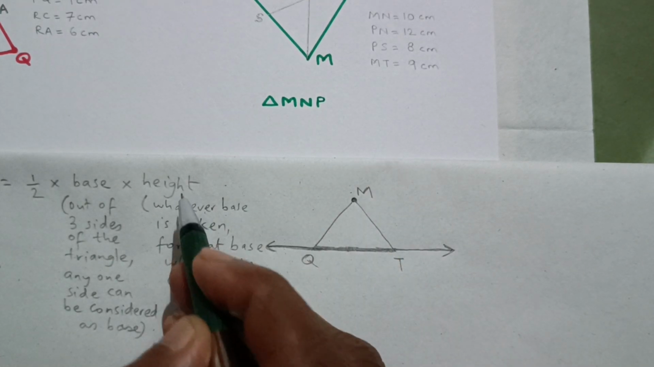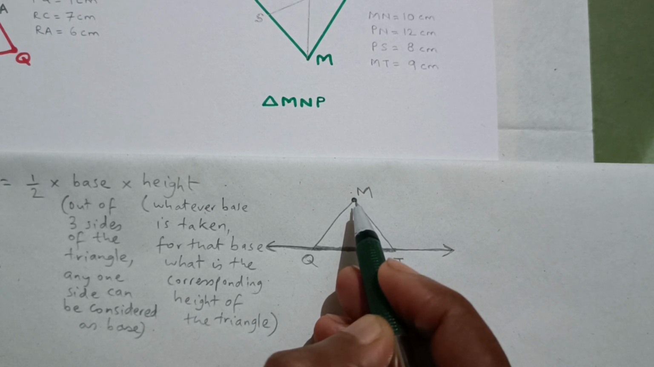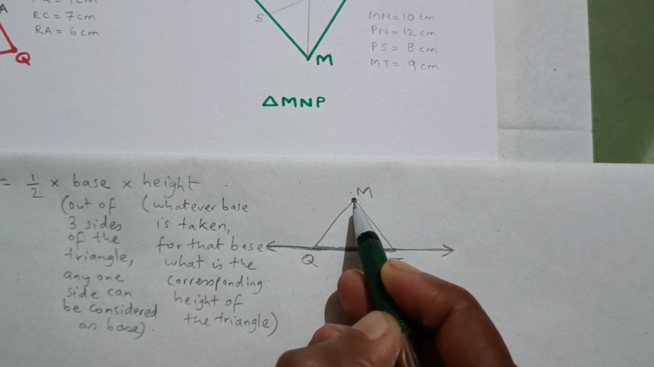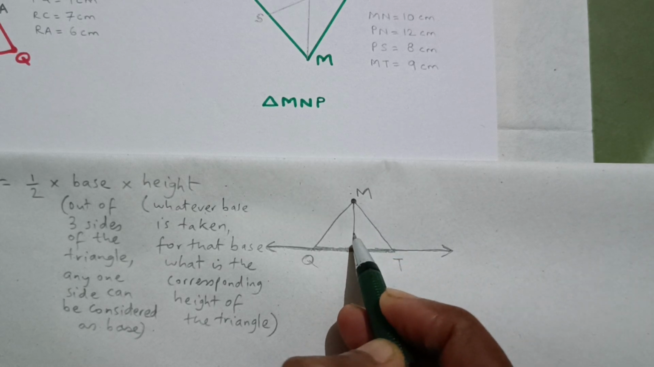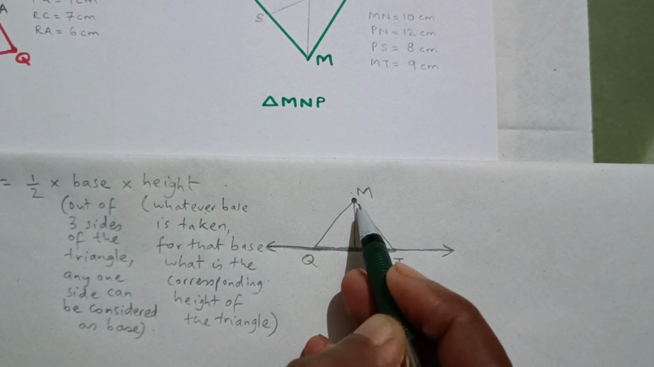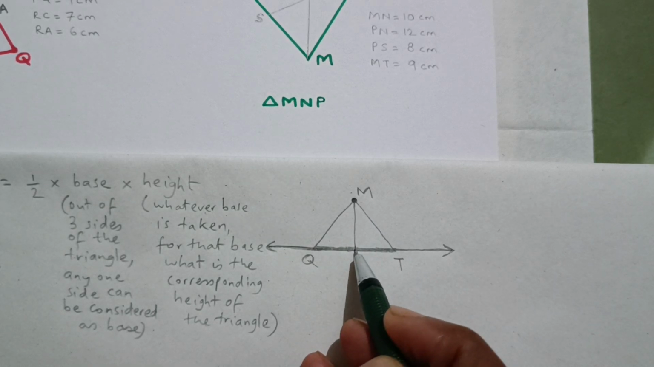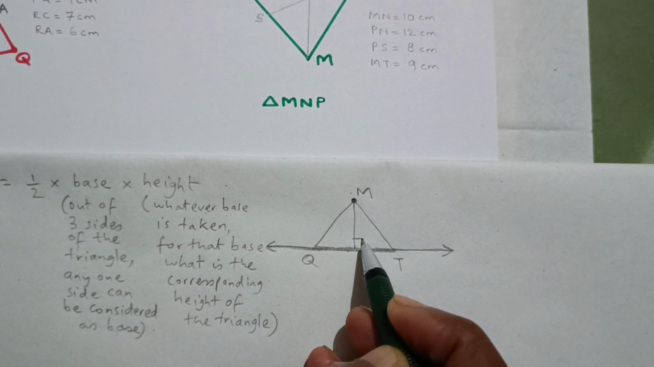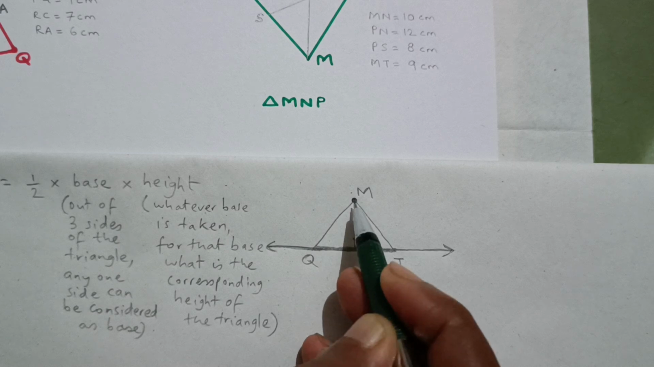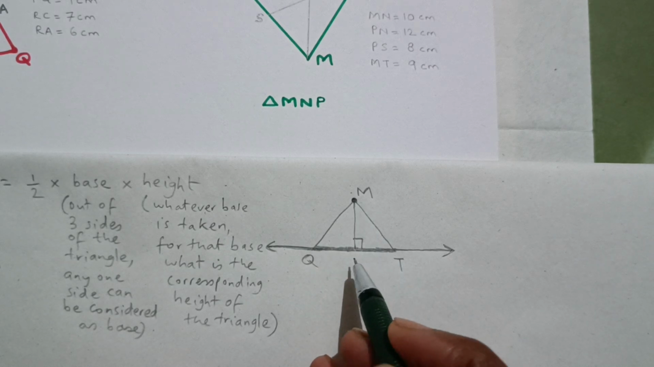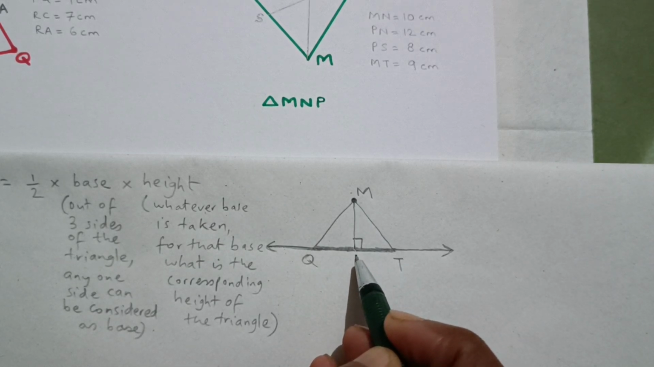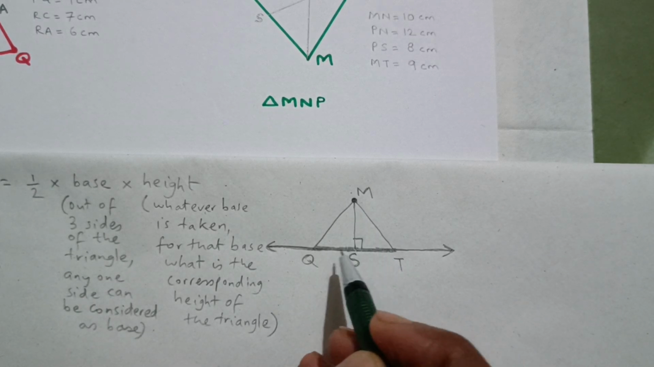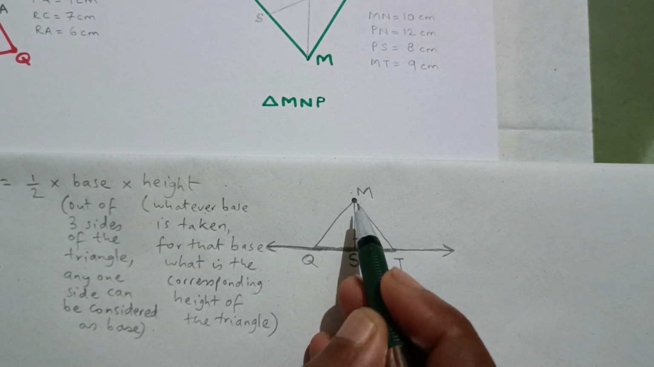Now, the height will be the line segment starting from M such that it will meet QT at an angle of 90 degrees. So this line segment is the corresponding height for QT. So let us say this point is S. So the corresponding height for base QT is MS.